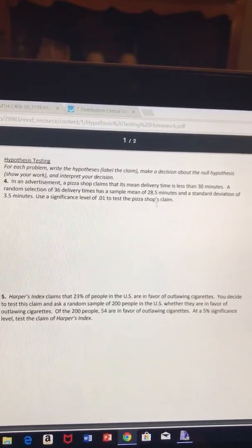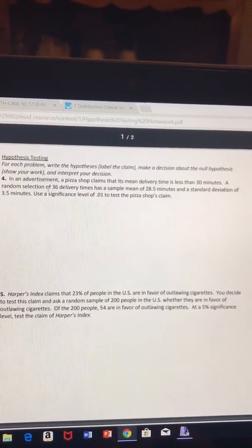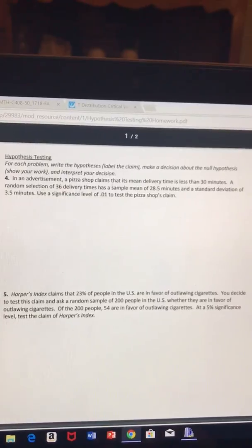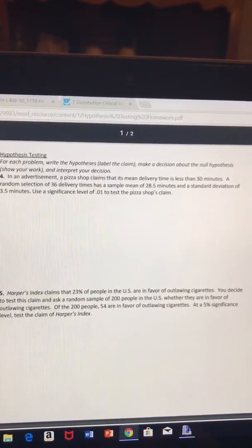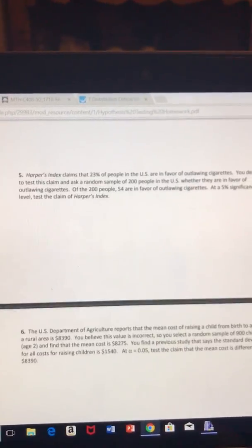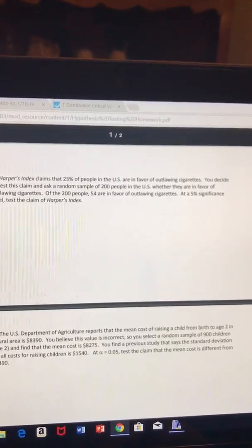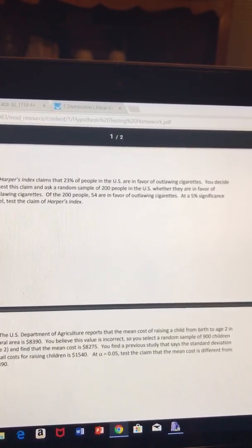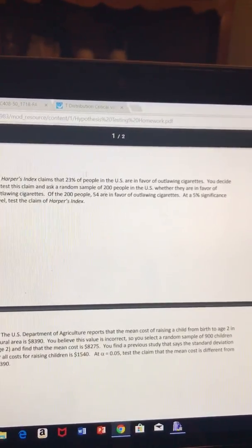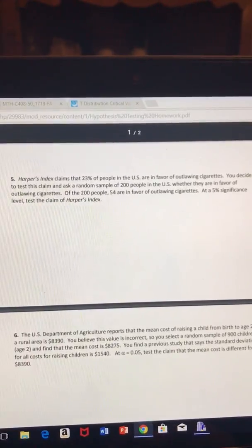And this one, number 4 here, if I read it real quick. This one has the standard deviation of 3.5 minutes. It's all based off that sample, so this one should be a t-test. Number 5, anytime you see a percentage, generally speaking, you're going to be talking about a proportion, which you are here. You've got 54 in favor out of the 200. So that one you're going to do the 1-prop z-test.